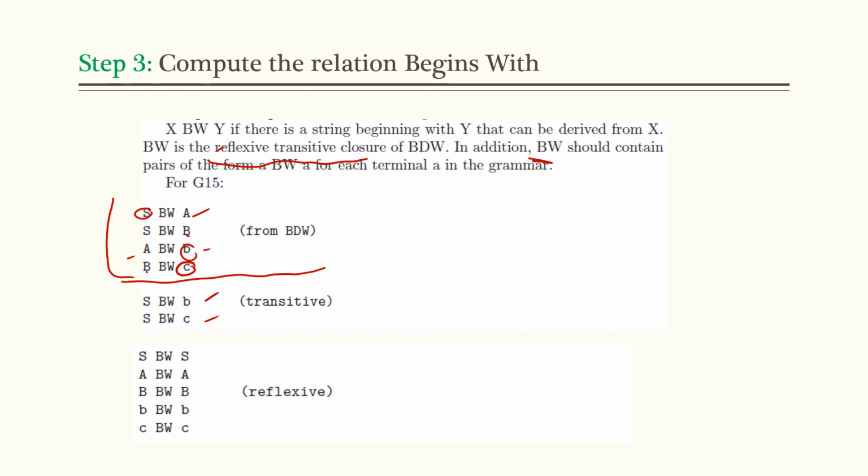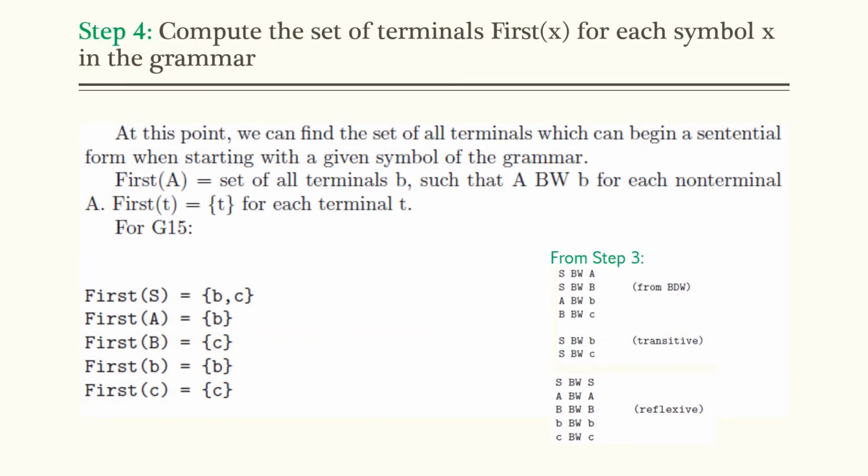Alright, next is to find the reflexive pairs. For reflexive, you have all the input symbols of the grammar. In this case, this grammar has S, so you contain S begins with S. You have A begins with A, B begins with B, terminal b begins with terminal b, and terminal c begins with terminal c. So this is reflexive. So for step 3, we need to find the reflexive transitive closure, and this is all of it. Now we look into step number 4.